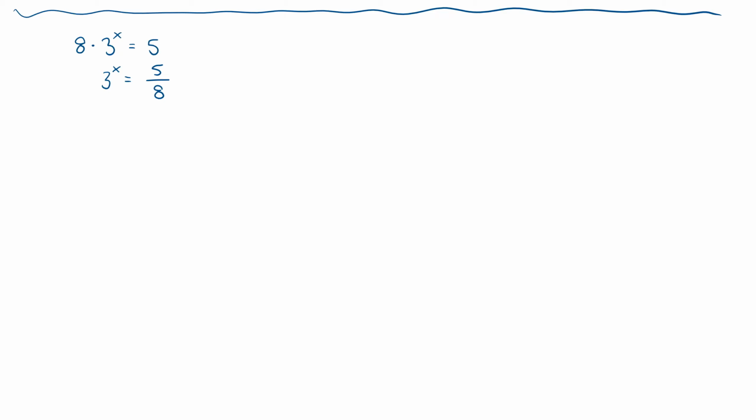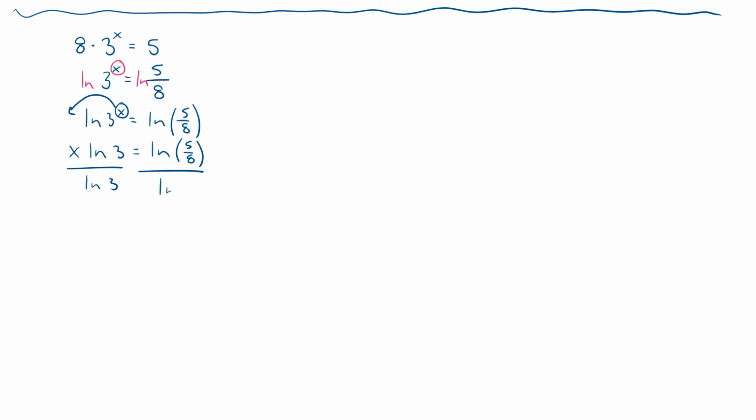And calculators have natural log and common log buttons, and I almost always use a natural log. So to get the variable out of the exponent, I'm going to hit both sides with a natural log. I'm going to apply a natural log function to both sides of this equation. Now my froggy can jump off the loggy. I have x natural log 3 equals natural log 5 over 8, and I can divide both sides by natural log 3. So I have x equals natural log 5 over 8 over natural log 3.